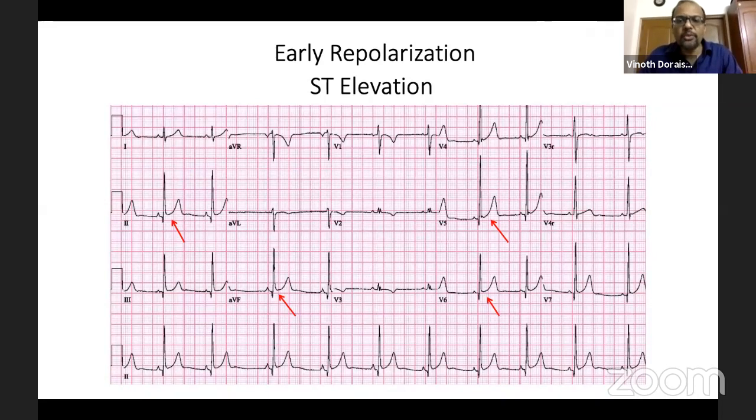So this is a child who had this ECG. You can see the J point elevation and the ST segment elevation in the inferior leads and also in the lateral leads, V5 and V6. So this is in multiple territories and there's no reciprocal ST depression. So this is an early repolarization syndrome.